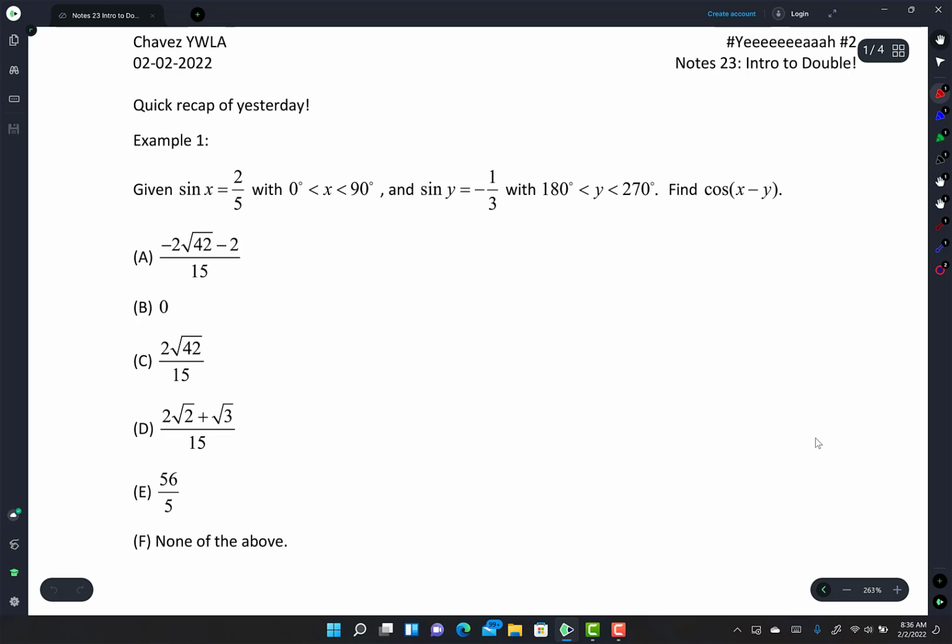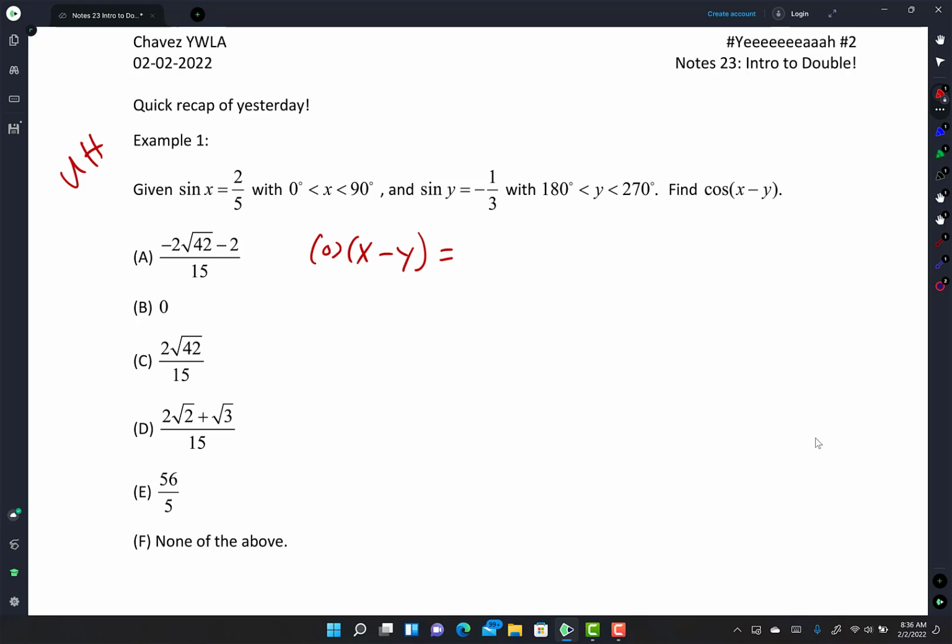So here we go with this. Cosine x minus y. And obviously, the way this is formatted, it looks like it's coming from UH. So it is. Let's give them credit. So I'm going to write UH there. So cosine x minus y. Do we know the composite argument property for that? Yes. Cosine x, good job. Cosine y plus or minus? Plus sine x sine y.